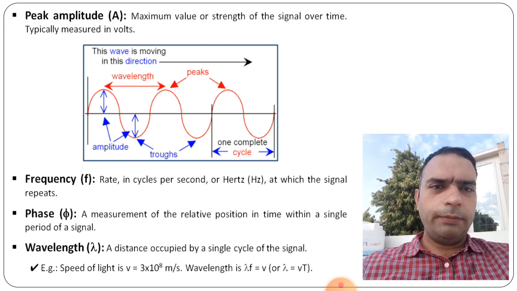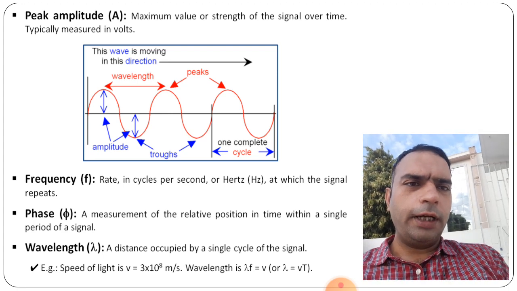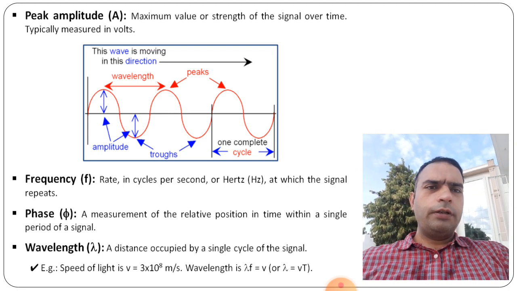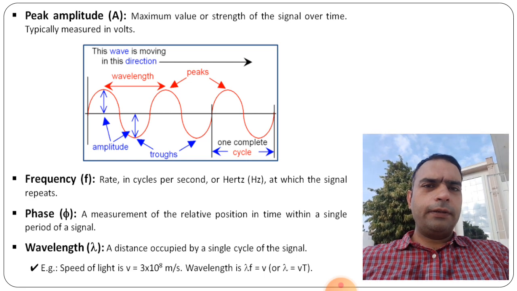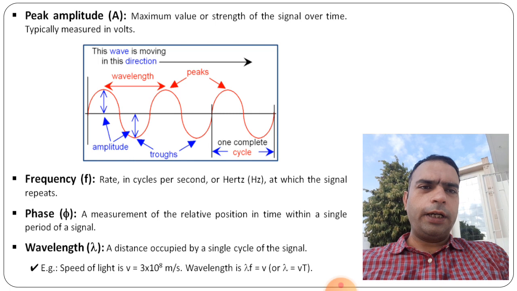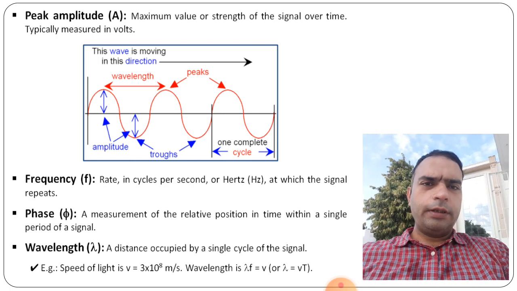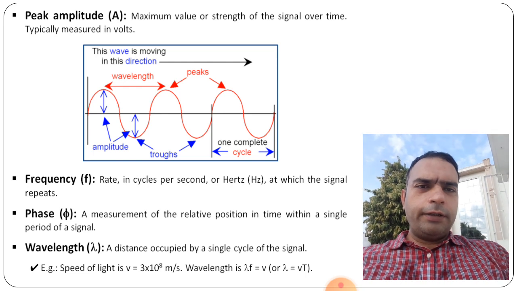And the phase is a measurement of the relative position in time within a single period of time. Next one is wavelength.